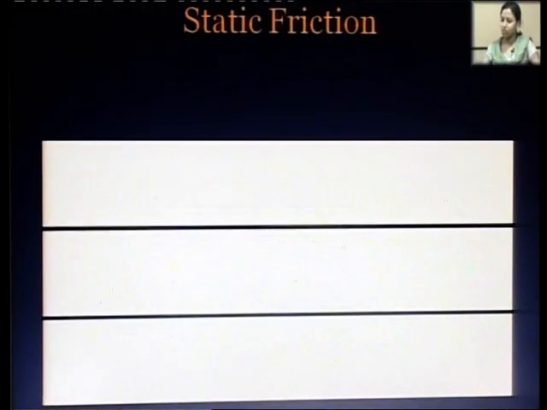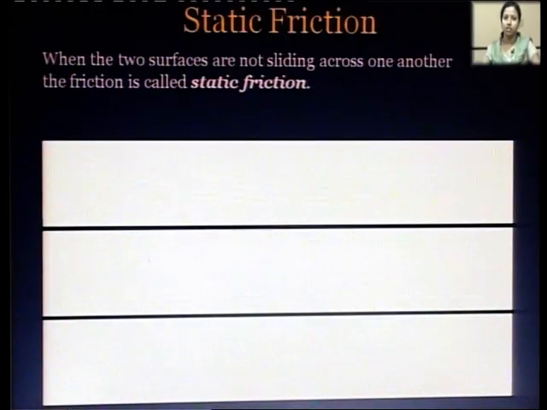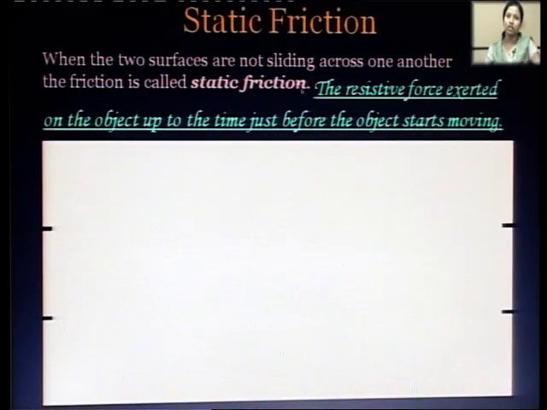Now we come to the first friction type, that is static friction. When the two surfaces are not sliding across one another, the friction is called static friction. That is, if the two surfaces are at rest with each other, then the friction is called static friction. It is also a resistive force. You know, friction is always a resistive force because it acts in the opposite direction to the motion.